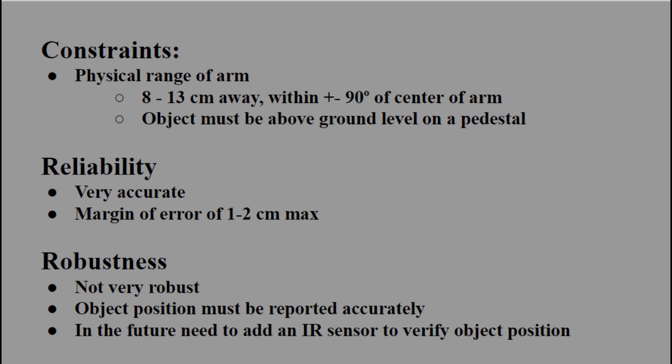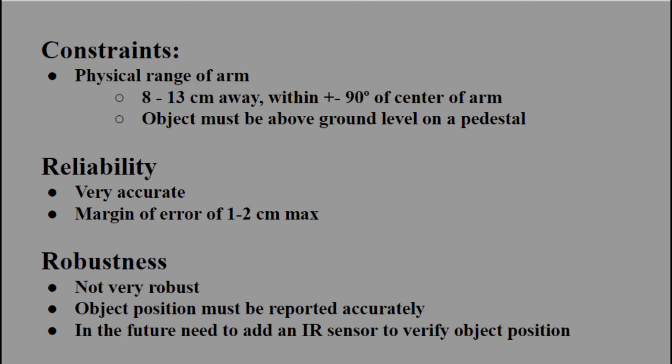The constraints of my arm are the physical mechanics of it. I can only grab objects that are 8 to 13 centimeters away, and also can only drop off objects that are within 8 to 13 centimeters away, and also these ranges have to be within 0 to 180 degrees from the left side of the arm. That is, my arm can go left and right, a total of 180 degrees.